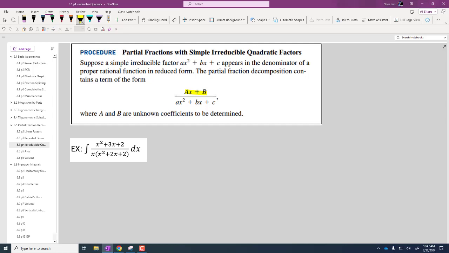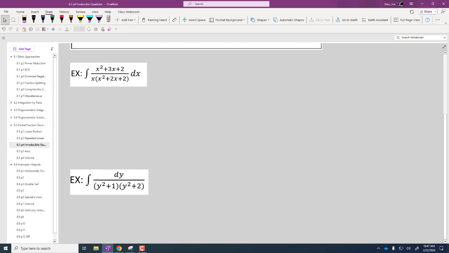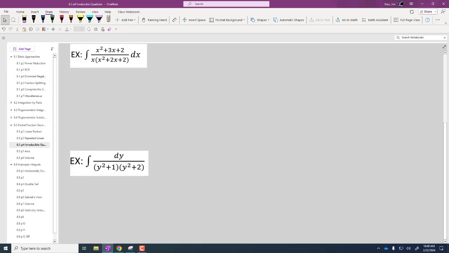All right, so when we look at this first example, we're going to take the inside and rewrite it. Notice that we have one linear factor. That x, that's a linear factor, x minus 0. And the other factor is an irreducible quadratic.